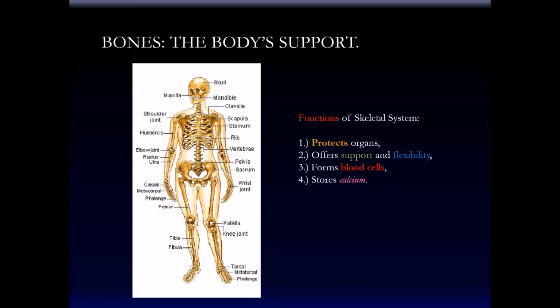One, it protects the organs. It protects internal organs. For example, the rib cage, of course, protects the heart, and also the lungs that are right behind over there. Also, the skull protects the brain. So, one of the very important functions of the skeletal system is that it protects internal organs.